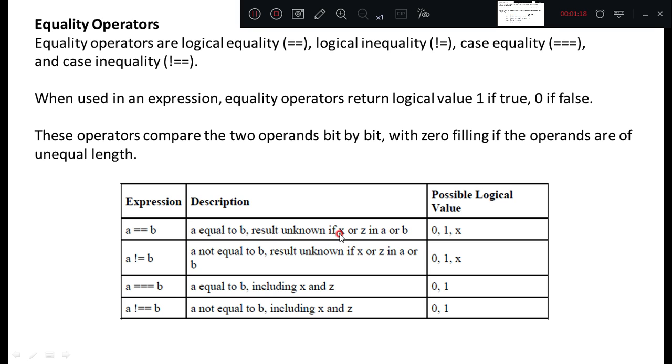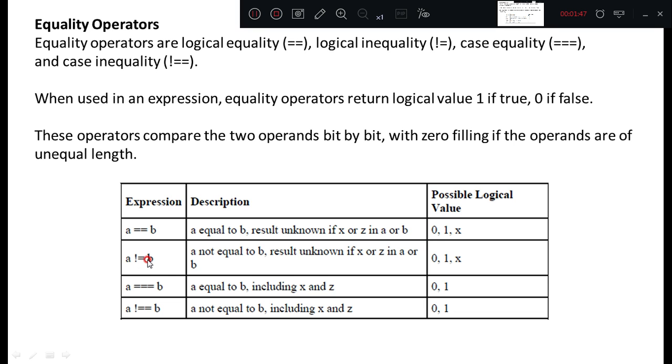The result is unknown if any of the bits of A and B are X or Z, unknown or high impedance, then the result will be unknown. So the possible logical value at the output will be 0 when the condition is false, 1 when the condition is true, X when bits of A and B contain unknown or Z.